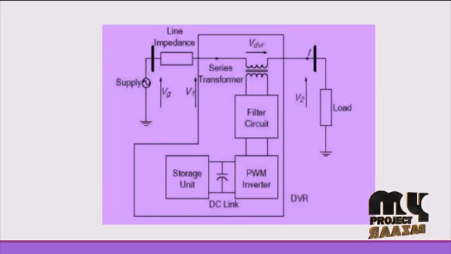Next we see the flow diagram of our process. In this proposed flow diagram, the source is a single phase AC source, and that source is fed into the PWM inverter, using the isosource inverter, through a line impedance, a series transformer and the filter circuits. The PWM inverter gets its supply from the storage unit through a DC link, and finally that supply voltage is fed into the load. In between, the DVR process is done in the filter circuit across the transformer side.